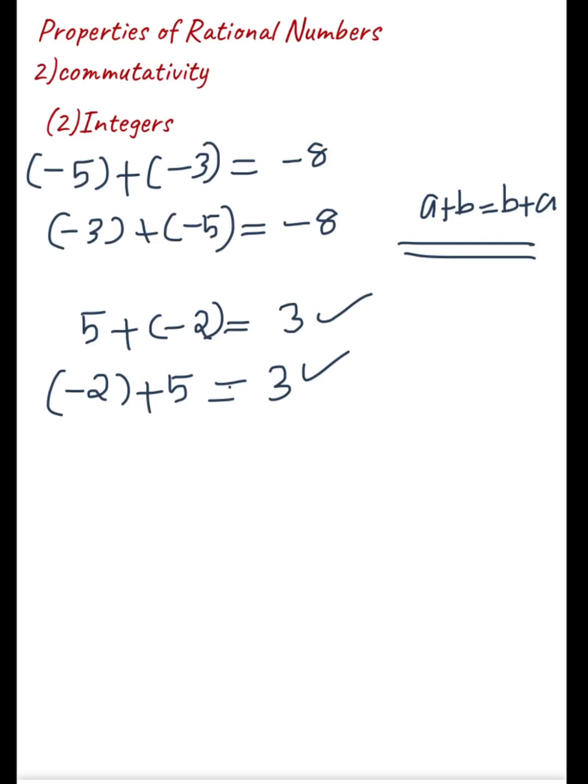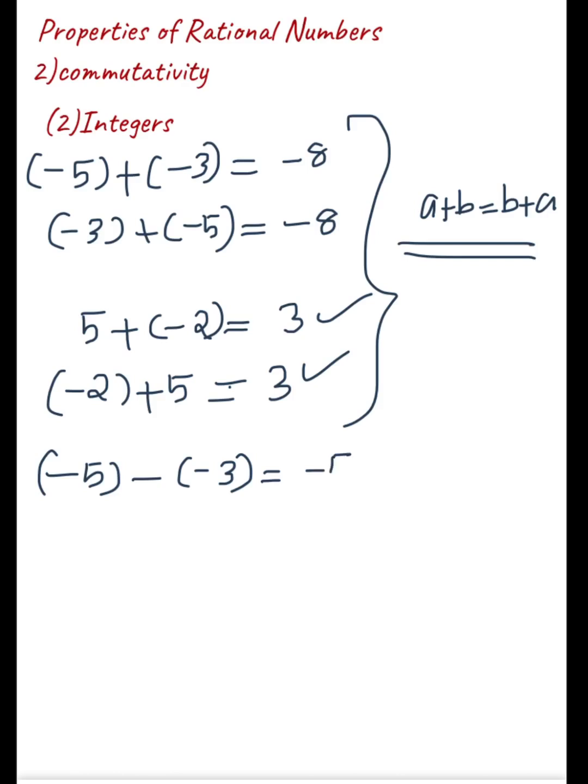Now let's check what is the case with subtraction. Suppose I am taking the same numbers, minus 5 and minus 3, and I am going to subtract them. So how will you do that? Write the first number as it is and add it with the additive inverse of the second. The additive inverse of minus 3 is 3. So minus 5 plus 3. What is minus 5 plus 3? It's minus 2.